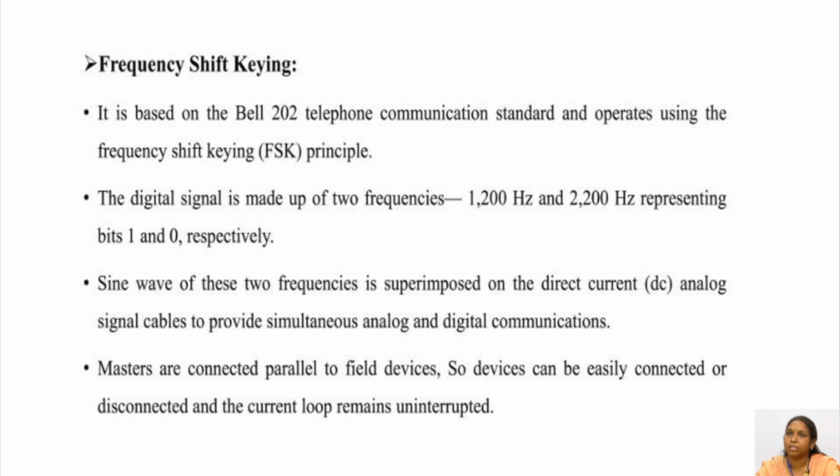replies. Frequency shift keying. It is based on the Bell 202 telephone communication standard and operates using the frequency shift keying principle. The digital signal is made up of two frequencies, 1200 and 2200 Hertz, which represent the bits 1 and 0. So, 1200 will be taken as bit 1 and 2200 will be taken as bit 0 respectively. Sine waves of these two frequencies will be superimposed on a DC analog signal cable to provide simultaneous analog and digital communication.